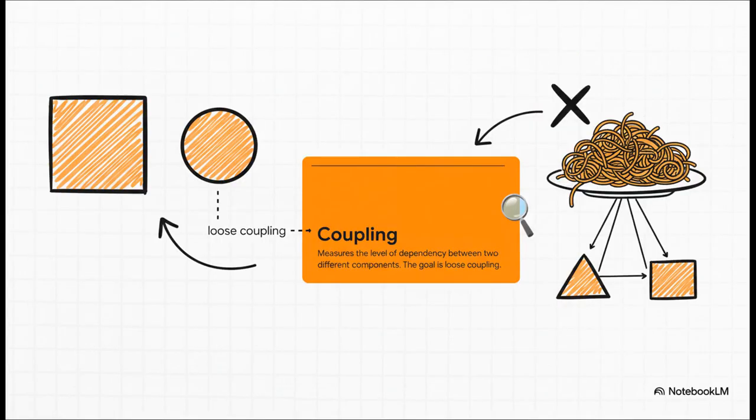The second principle is coupling, and this is about how dependent different components are on each other. If you make a change to one component, how many other components are you going to have to change too? Now, with coupling, your goal is the exact opposite of cohesion. You want loose coupling. You want your components to be independent, not tangled up like a plate of spaghetti.